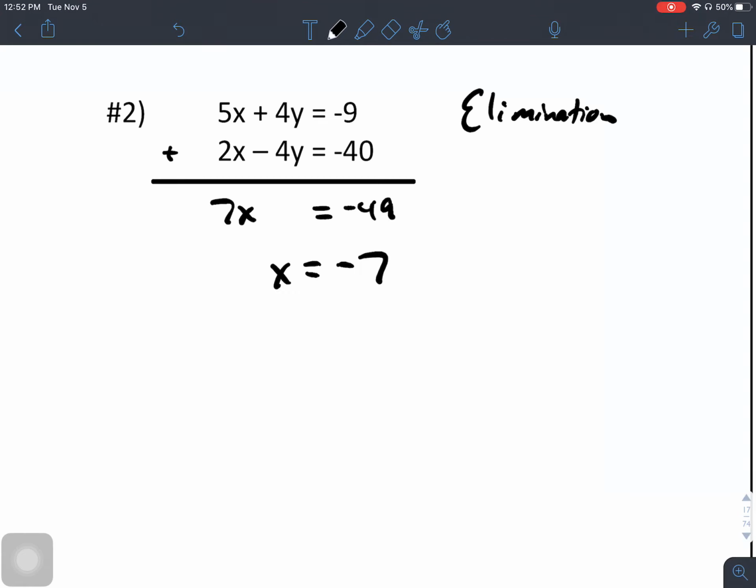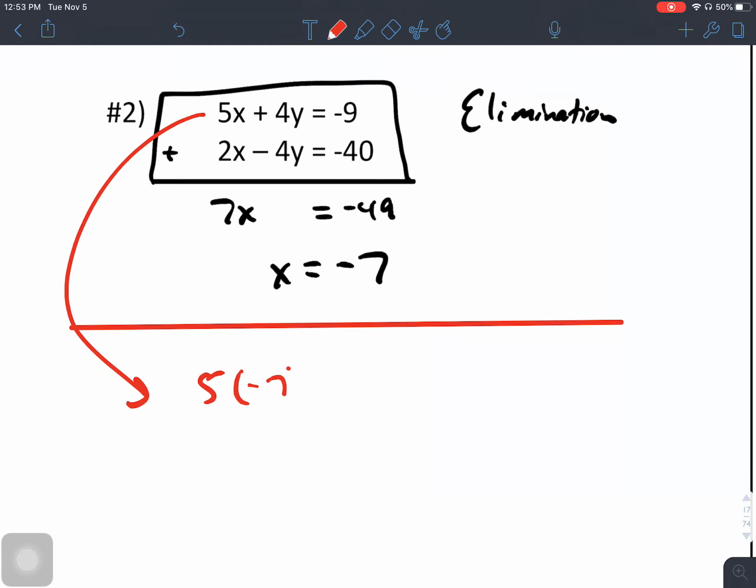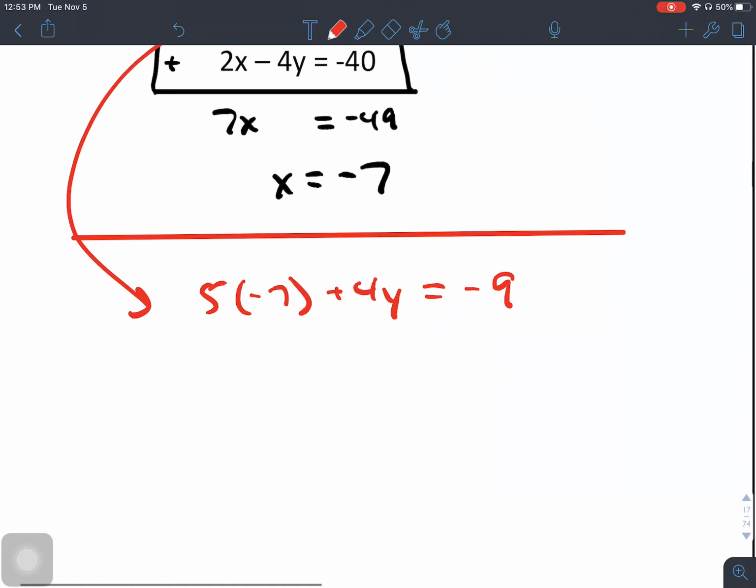Once we know that x is negative 7, we can then take one of these equations from the beginning, it doesn't matter which one. I will use this one for no particular reason. And we can substitute in negative 7 for the x so that we have an equation in one variable again. 5 times negative 7 is negative 35. If we add 35 to both sides, we get 4y is 26.